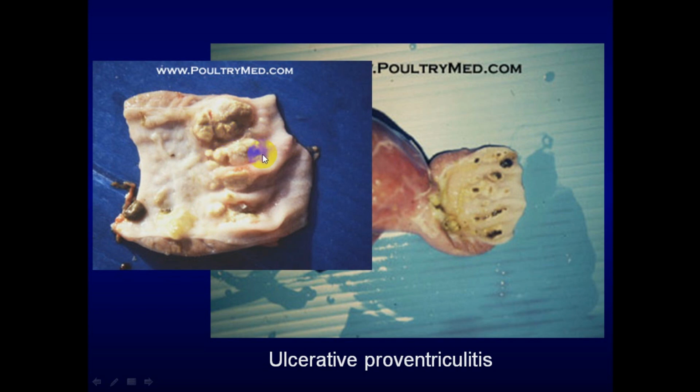And even in some severe cases, the Candida can invade the surrounding blood vessels, causing hemorrhages. Here you can see the hemorrhages due to candidiasis, or we also call it ulcerative proventriculitis, because it causes massive destruction in the mucosa and also the layer underlying the mucosa.